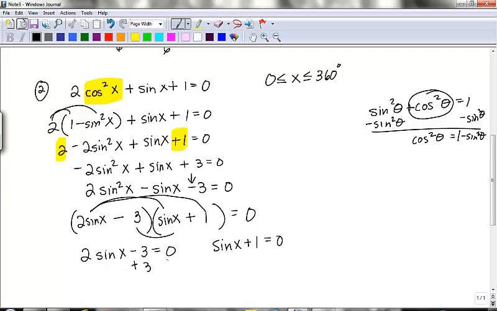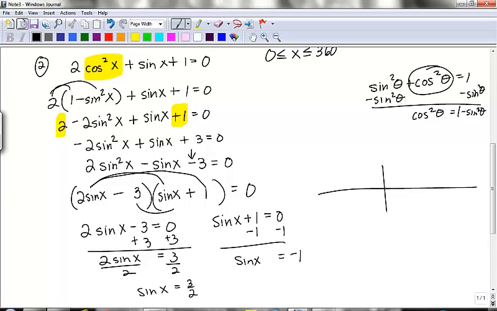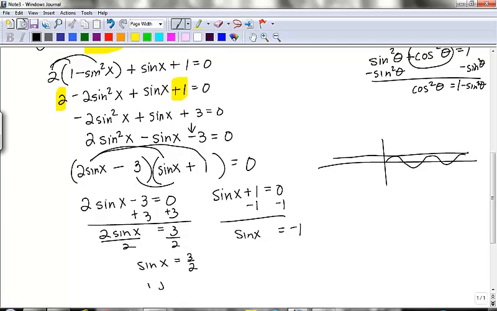And if you add 3, and divide by 2, and this one subtract 1. Now, you can look across your chart, and you're not going to find 3 halves. Now, think about your sine graph. Go back to the sine graph. Remember the sine graph? It went like this, right? Did it ever go above 1? No. So, reject this. That's not possible.